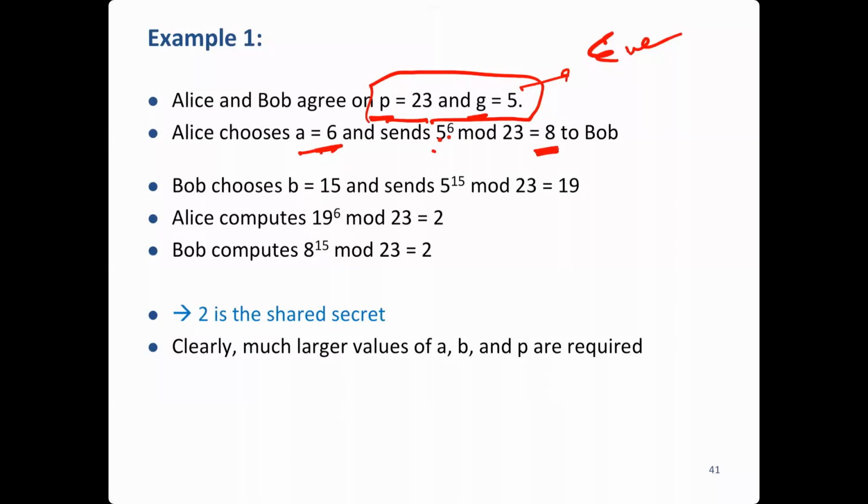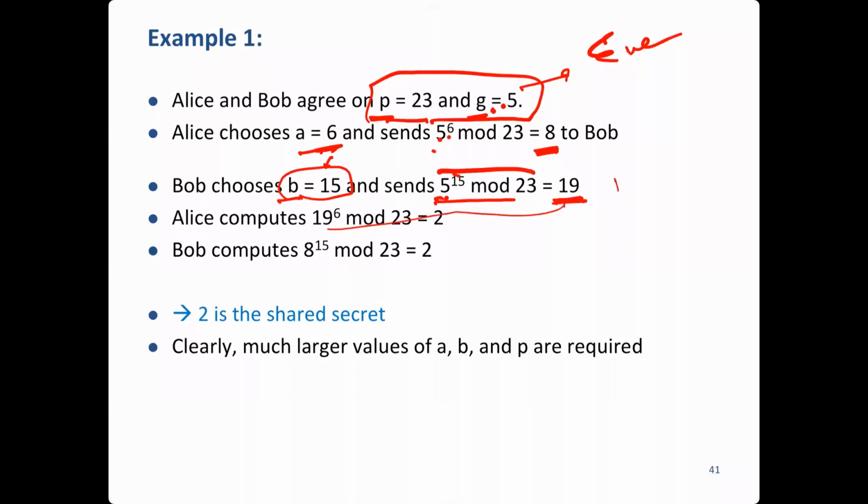Bob independently chooses his key B equal to 15. Note that there is no correlation between A and B. He then calculates 5^15 mod 23, where G is 5, which is equal to 19. Now you use modular arithmetic to reduce this problem, and that's the reason we use modular arithmetic. So he gets the public key as 19. Now he sends this 19 to Alice.